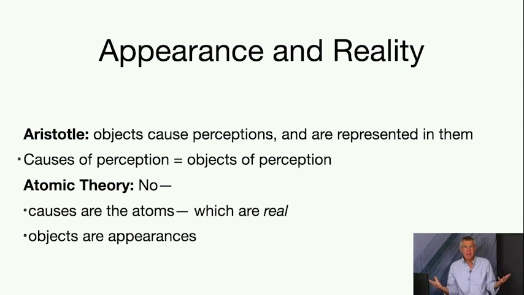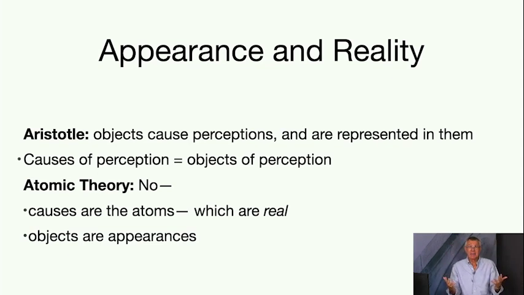But according to the atomic theory, that's not quite right. The causes are the atoms, the causes are the microparticles, or the electromagnetic fields, or whatever it is that is causing my perception. Maybe it's the sound waves, maybe it's something else, but whatever it is, something like that is causing my perception. And the perception then represents something that actually has very little relation to the causes.